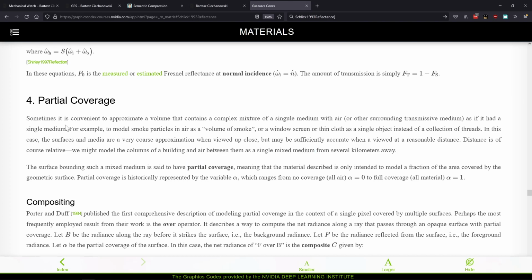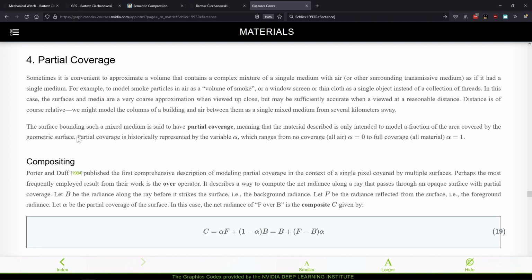Okay. So it seems partial coverage describes combining media together into a single homogeneous surface such that when viewed at a distance it has the same effect as if you had viewed it as separate media up close and then zoomed out really far. So it's an approximation, because at the distances involved, all that high-level detail is turned into average detail.